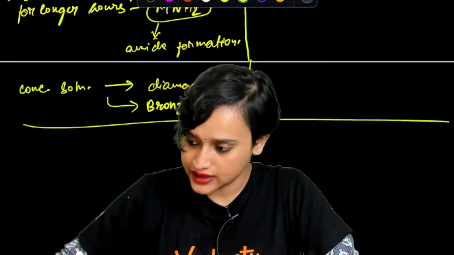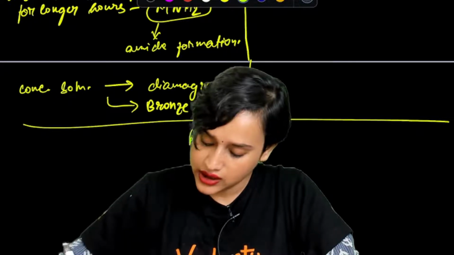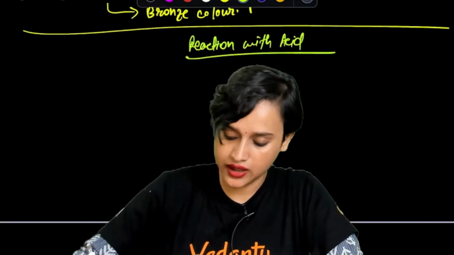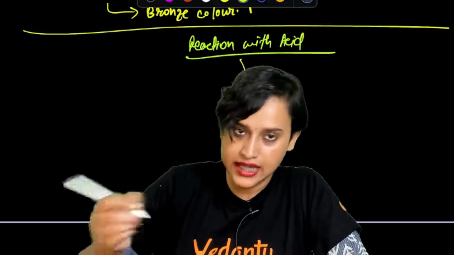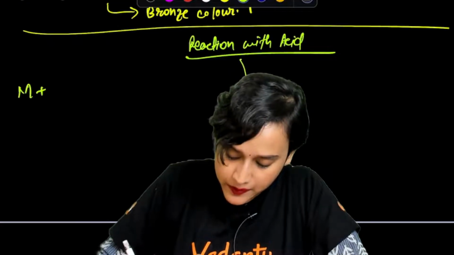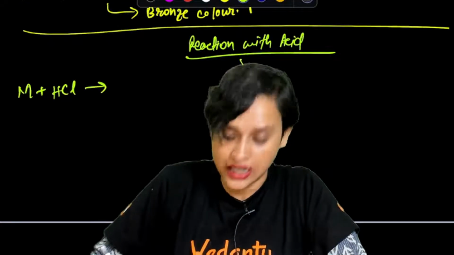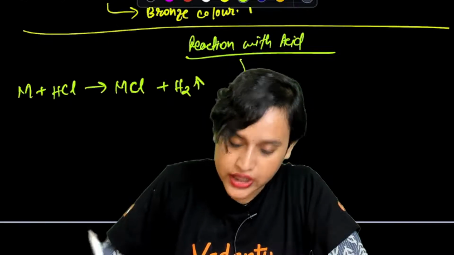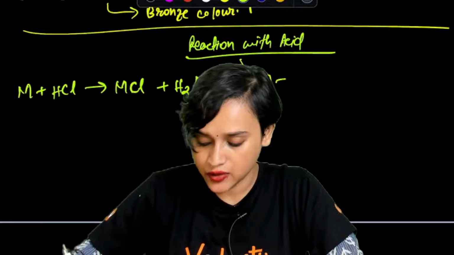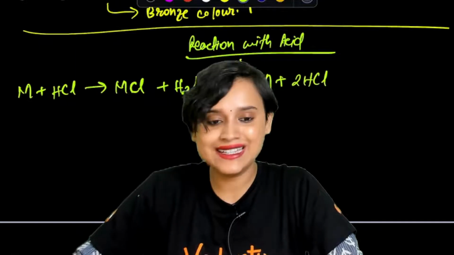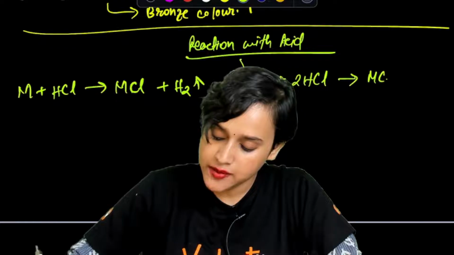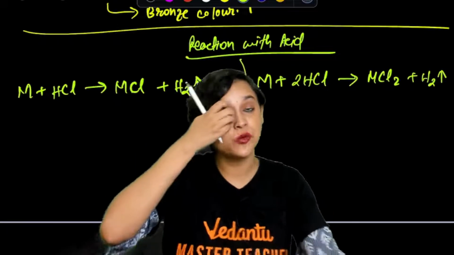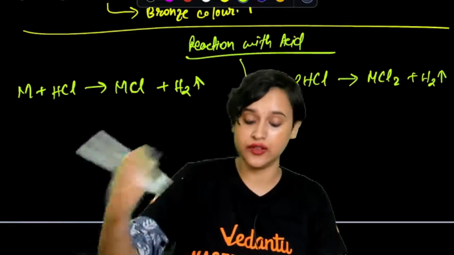Reaction with acid. Let's take the metal M plus HCl. It will form MCl plus, obviously, hydrogen gas. And on this side, M plus 2HCl will give you MCl2 plus hydrogen gas evolved. On both sides, you will see that hydrogen gas will be evolving.